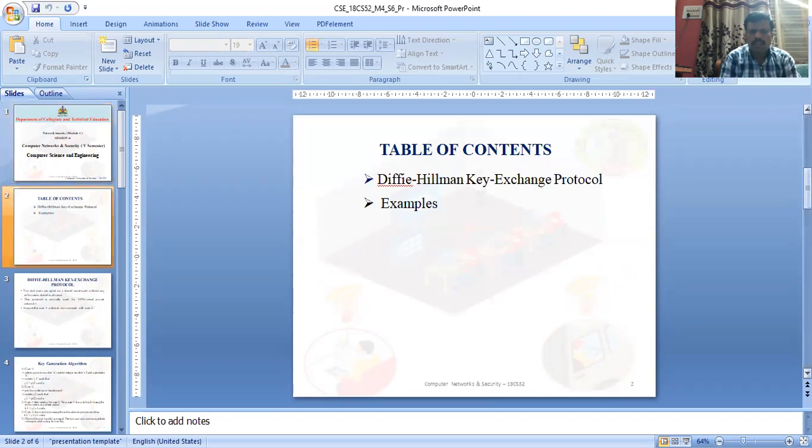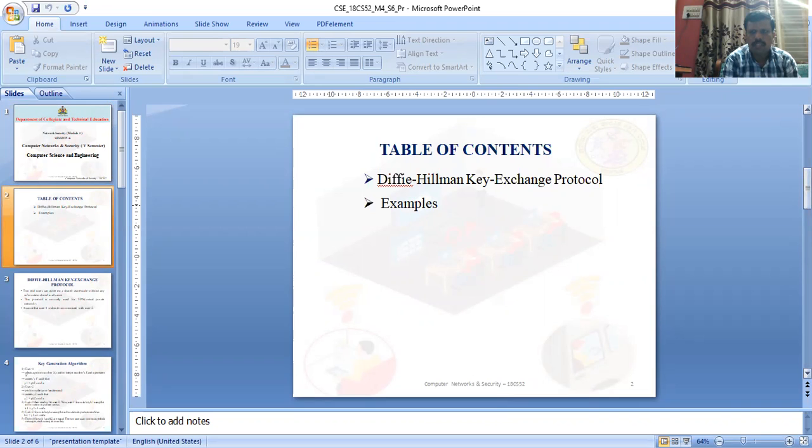In this class, we're going to discuss the Diffie-Hellman key exchange protocol. It is one of the public key exchange protocols: how securely the key is exchanged between user one and user two. Diffie-Hellman is not a public key encryption and decryption algorithm. It is about how a key is securely exchanged between the two communicating parties, user one and user two.